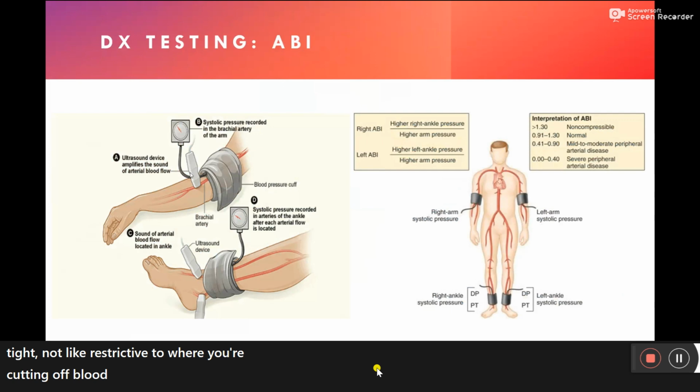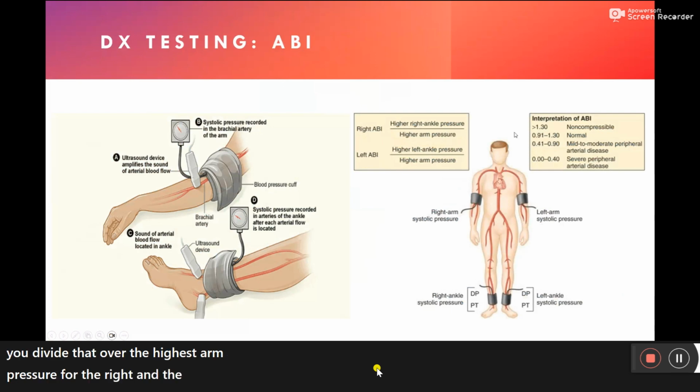Now the same situation is performed on the ankle. You have a cuff on an ankle, usually the same side, and you have an ultrasound probe on the PT or the DP. And you do the same thing. You find your systolic, and you measure it and you document it. And what you find here is you take the highest ankle pressure and you divide that over the highest arm pressure for the right, and the same thing for the left.